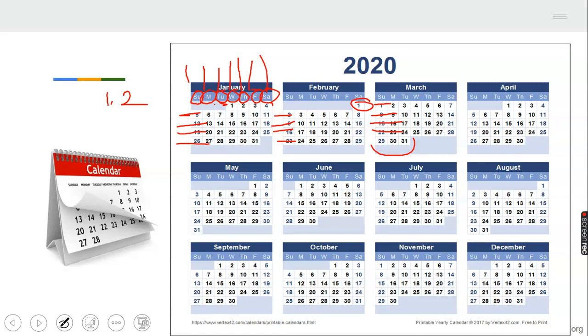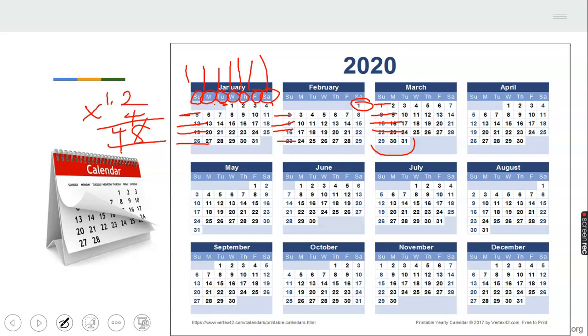We have 12 months. Okay, if there are 12 months and every month has 4 weeks, let's multiply. How many is that? 4 times 2, 8. Then 4 times 1, 4. That's 48. So if every month has 4 weeks and there are 12 months in a year, that's 48 weeks for the whole year.